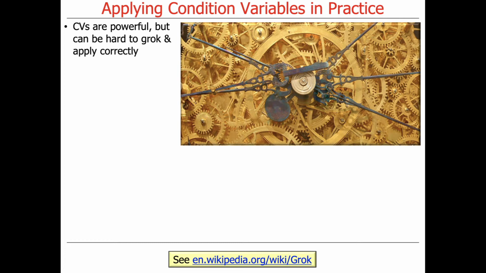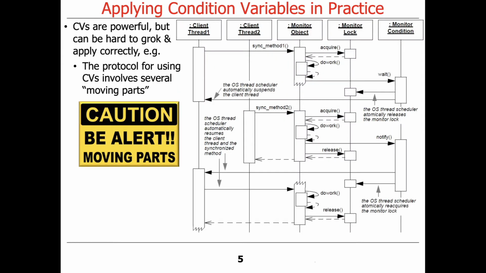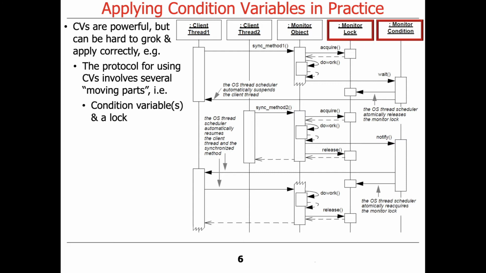So condition variables are powerful and essential for certain things, but they're also hard to grok, hard to understand, and hard to apply correctly, because there's complicated machinery, a finely tuned Swiss watch, taking place under the hood. What makes this complicated is that the protocol for using condition variables or condition objects involves several moving parts. Once you understand those moving parts, it's pretty easy, but at first it can be daunting. To make this clear, I'm taking a diagram from the POSA 2 book, and we're walking through it to explain how it works.